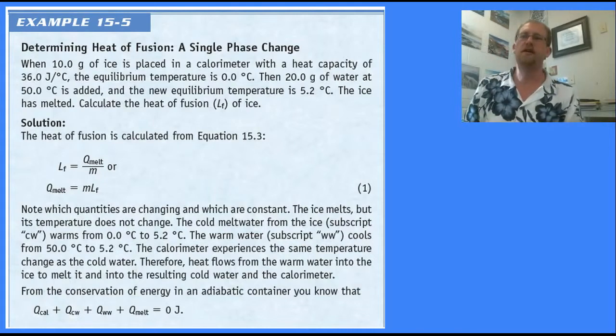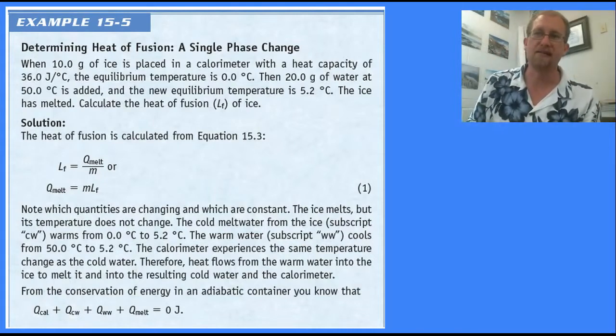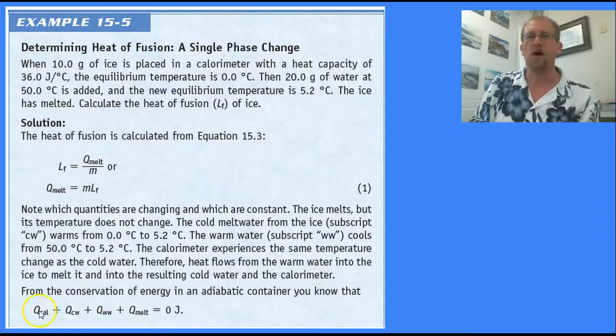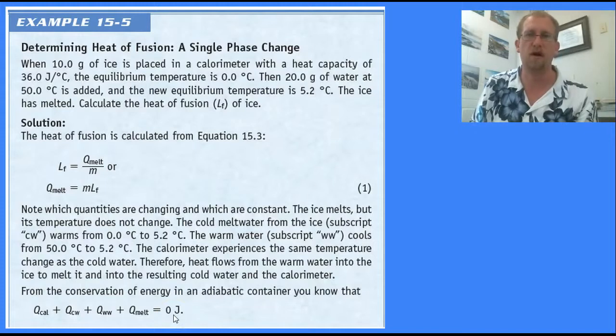Find the conservation of energy in an adiabatic container. So adiabatic, that's a nice vocabulary word. That means it's a barrier to thermal energy flow. It's an insulator. That's a much nicer word for it. So the quantity of heat that changed in the calorimeter, the quantity of heat change in the cold water, the quantity of heat change in the warm water, and the quantity of heat change needed to melt the ice is a total of 0. All of the changes balance each other out.